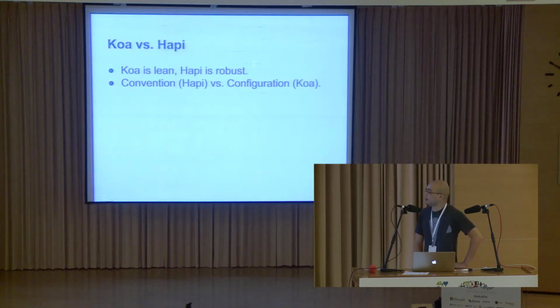And what's the difference between Happy, Koa, and Express? Koa is very lean, meaning it doesn't support a lot of things out of the box. And Happy supports a lot of things out of the box. The purpose of Happy is that a lot of people write the same apps and use the same code, and Happy tries to support all of those use cases so that you don't have to do a lot of module combinations.